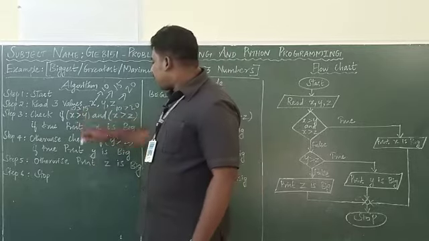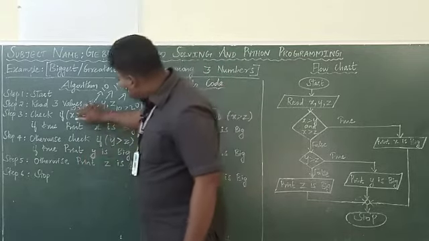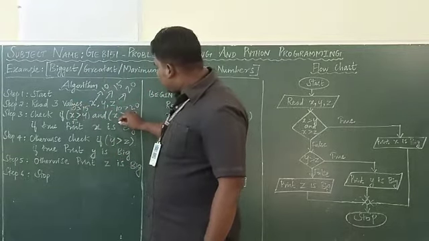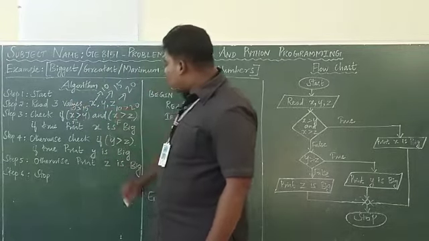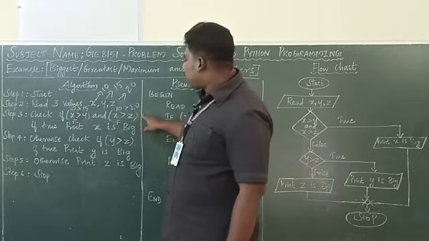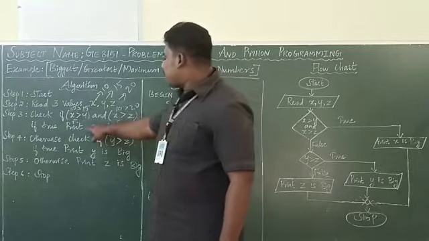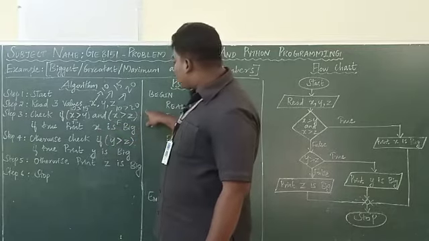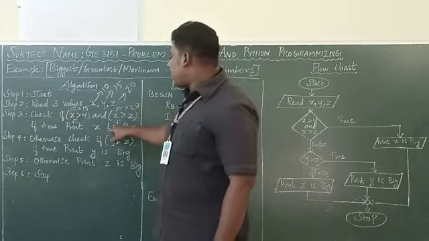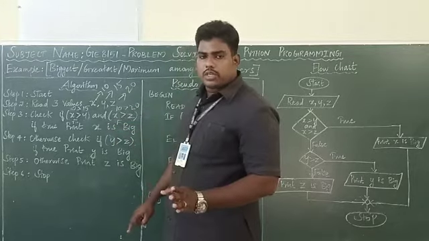So here, 10 greater than 15: is it true? No, it is false. Again, 10 greater than 20: is it true? No, it is also false. So this condition is false. If this if statement is false, this statement cannot be executed. If it is true, it will be executed. Here it is false, so x is big cannot be executed.